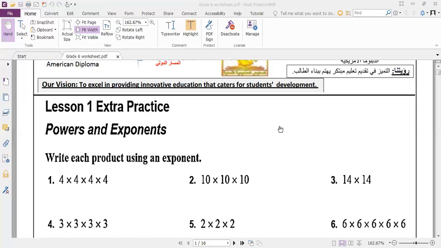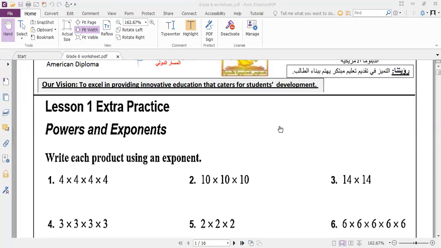Can you solve number 4, Muhammad? 3 by 3 by 3 by 3. How many times? Power 4. Excellent. I will write this as 3 raised to power 4, because I write 3 four times, right? 3 multiplied by itself for 4 times equals 3 raised to power 4, okay?